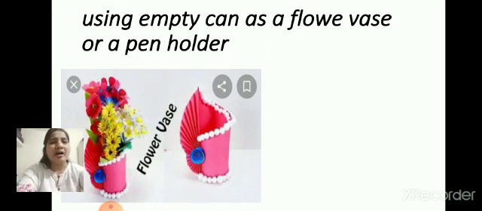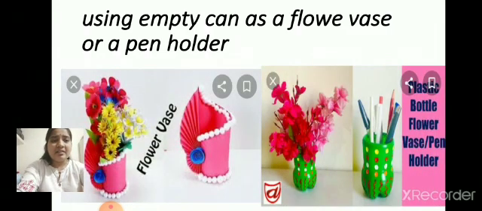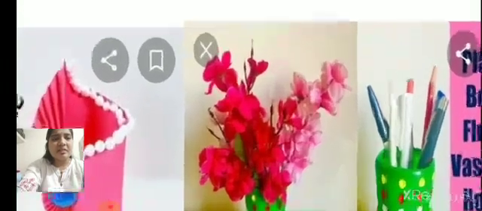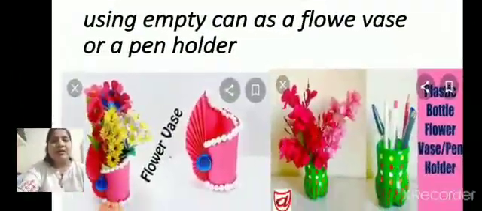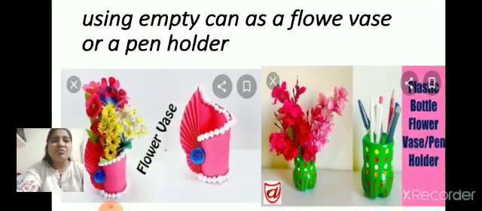See here, in the word flower, the R spelling is missing, so correct that. So for flower, we are using an empty can. Yes, children, by using an empty can we are making a flower vase. See, this vase is made from bottles, green bottles we are having. So the can which is of no use, we are making into a pen holder and a flower vase.